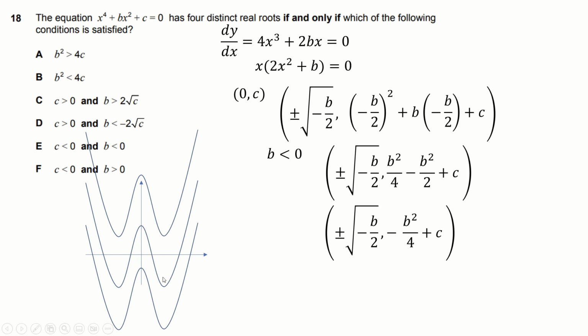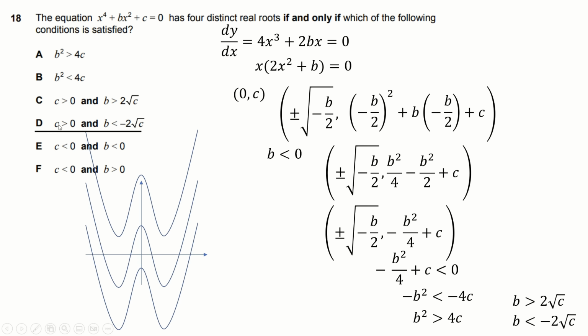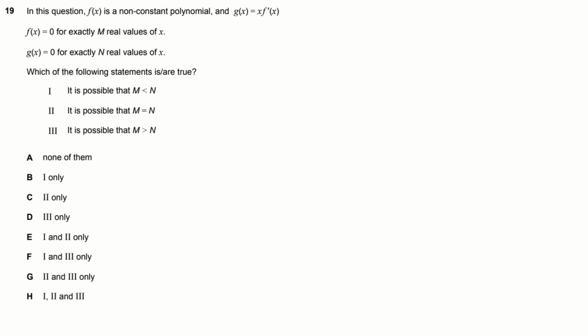And then we need, for 4 roots, we need these. By the way, of course, this is talking about these 2 stationary points. And we're going to need those to be below the x-axis to avoid this case. So we need this to be less than 0. Move some stuff over. You get this, square root both sides, and you need b to be either greater than 2 root c or less than minus 2 root c to make b squared bigger than 4c. And of course, because b is negative, that's the exact condition I needed to make d work. So of course, it is still d, which we said it was ages ago.